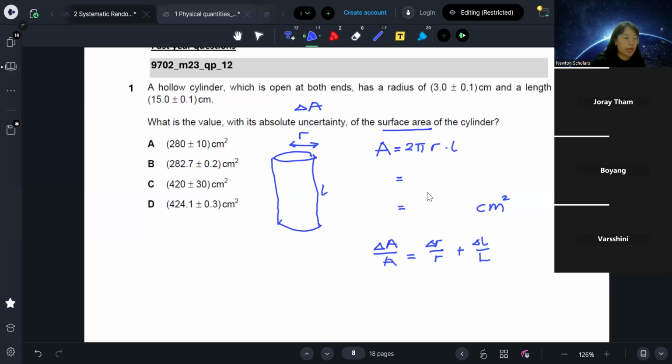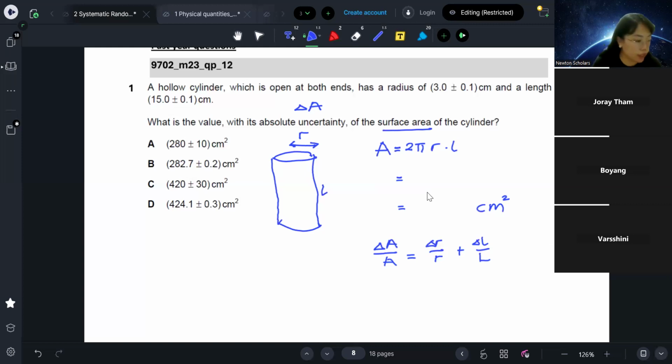These are the rules, so we have to know the rules to calculate the uncertainty. For the data that we add or minus, we just add their uncertainties together. For the multiply questions, where we multiply or divide the data, we have to find the fraction. These are their rules, so we have to know them.